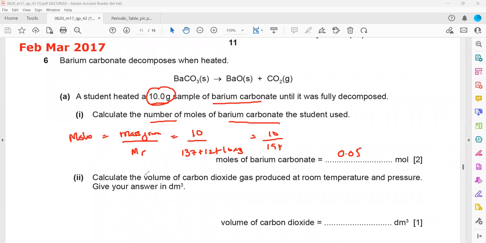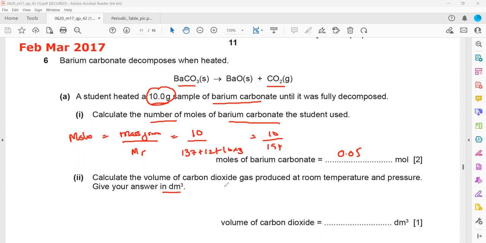barium carbonate. Then next, calculate the volume of carbon dioxide gas produced at room temperature and pressure, and your answer should be in decimeter cube. Moles times 24 equals volume in decimeter cube. But the first thing is, because we have the moles of barium carbonate and we don't have any information about carbon dioxide, we first need the moles of carbon dioxide to get the volume.